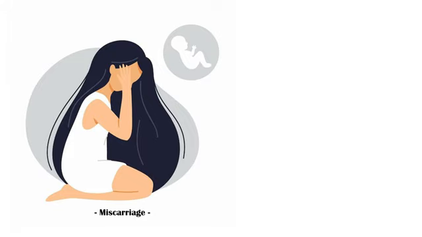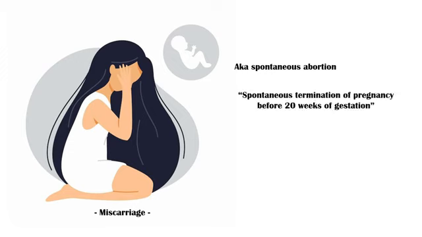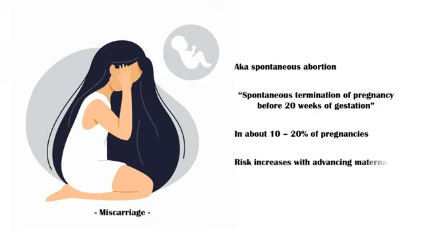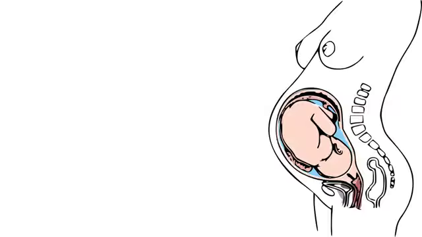Miscarriage, also known as spontaneous abortion, is defined as spontaneous termination of pregnancy before 20 weeks of gestation. It is a common condition, occurring in about 10 to 20% of pregnancies. The risk of miscarriage increases with advancing maternal age. Miscarriage is a process that can be divided into 4 stages, according to the signs and symptoms and investigation findings.